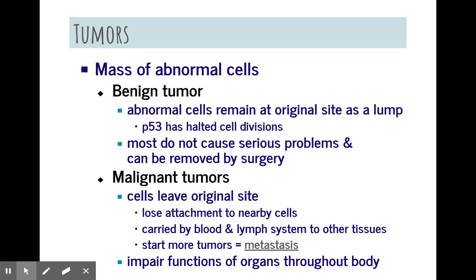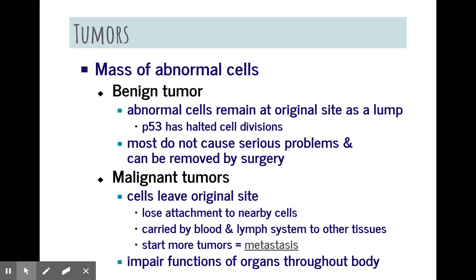We have benign tumors and malignant tumors. In benign tumors, the abnormal cells remain at the original site as a lump. P53 has halted cell division in this instance. Most do not cause serious problems and can be removed by surgery. Benign tumors are also known as what the science community would call friendly tumors, meaning that these aren't going to grow. They're not going to go anywhere outside of the body. They will stay contained. They don't travel.